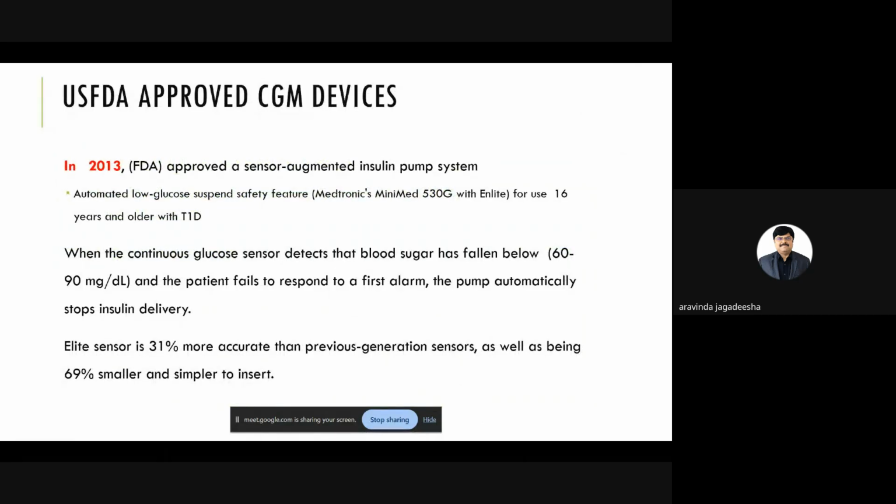In the US, the FDA approved CGM devices way back in 2013, that is 12 years ago. It approved a sensor augmented insulin pump system with automated low glucose suspend safety features, that is Medtronic's MiniMed 530G with Enlite, for use in those 16 years and older with type 1 diabetes. When the continuous glucose sensor detects that blood sugar has fallen below 60 to 90, and the patient fails to respond to the first alarm, the pump automatically stops insulin delivery. This is the insulin pump, where the CGM also plays an important role.